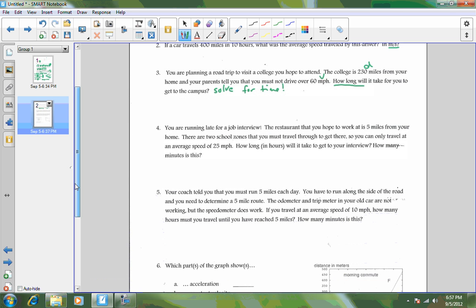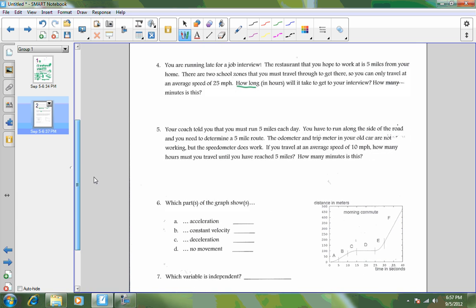On number 4, again, you're looking for time. How long will it take to get to your interview? So you're going to need to solve for time again. And on number 5, once again, you're looking for how many minutes. So you're going to use that time formula again.